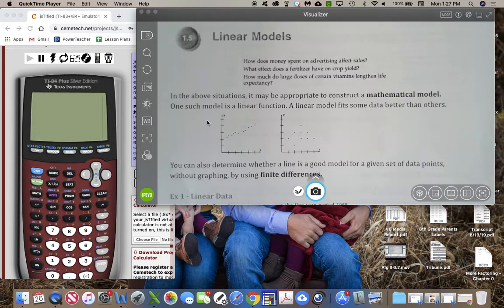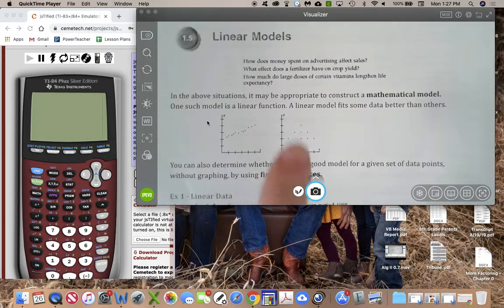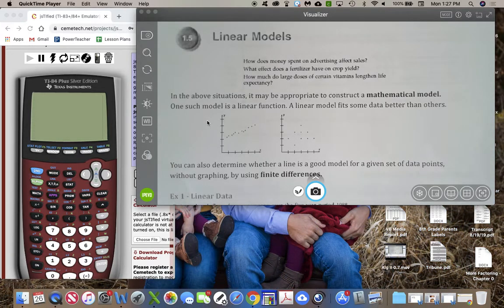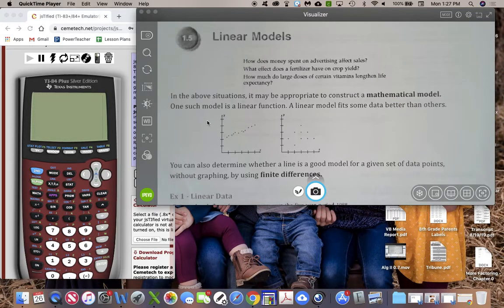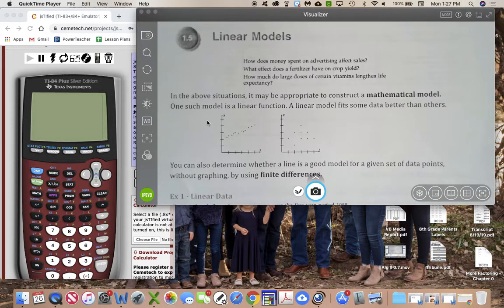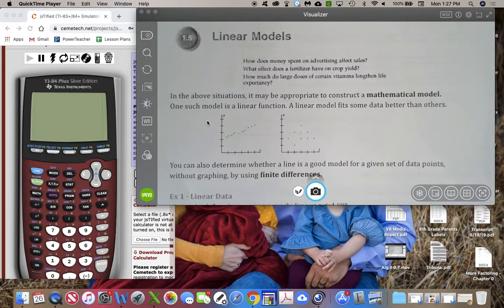All right. So the first question it asks at the top: how does money spent on advertising affect sales? What effect does fertilizer have on crop yield? How much do large doses of certain vitamins lengthen life expectancy? All of those can be represented with a linear model, okay? Linear models, basically in this section, they're giving you a bunch of real world data, and they're saying, write me a linear equation.